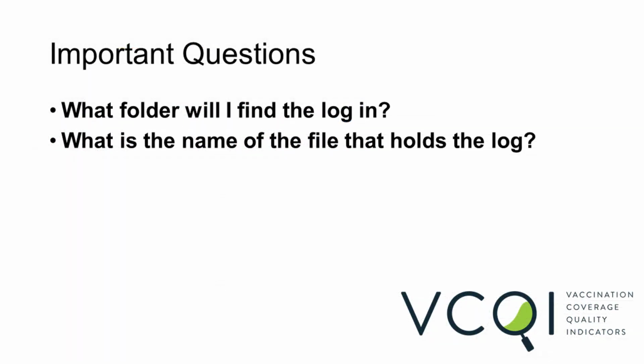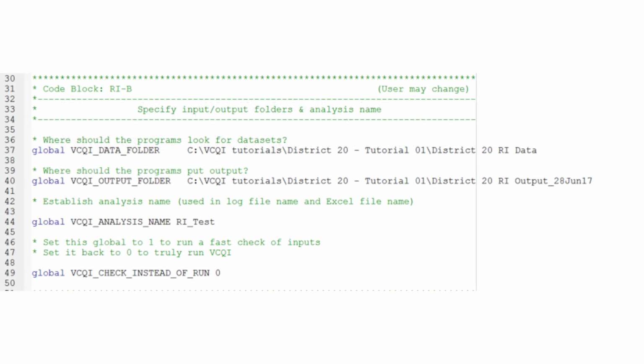So what folder will I find the Wiki log in, and what is the name of the file that holds this log? Well, you might remember from an earlier video titled How Do I Run Wiki that it is best practice to save your control program in the folder that you identify as the Wiki output folder in block B of the program. To back up a little bit, a Wiki control program is a Stata .do file that consists of 7 sequential blocks of code named blocks A, B, C, D, E, F, and G. Wiki users change the code in blocks B, D, and F in order to customize their analyses.